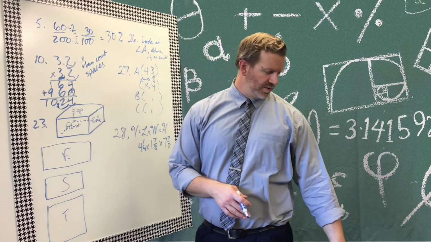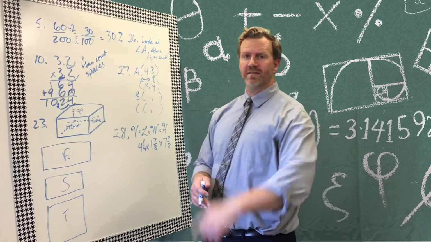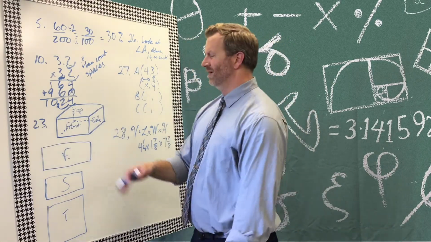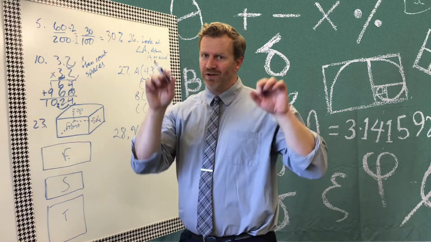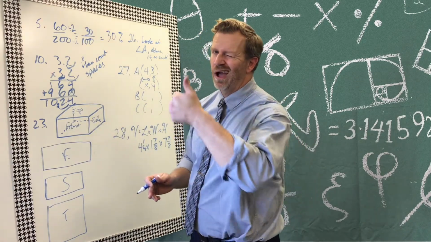I think number 19 is the same, but it's a cube. So they're all going to look exactly the same. The front, the top, the side, they're all going to be a perfect square.